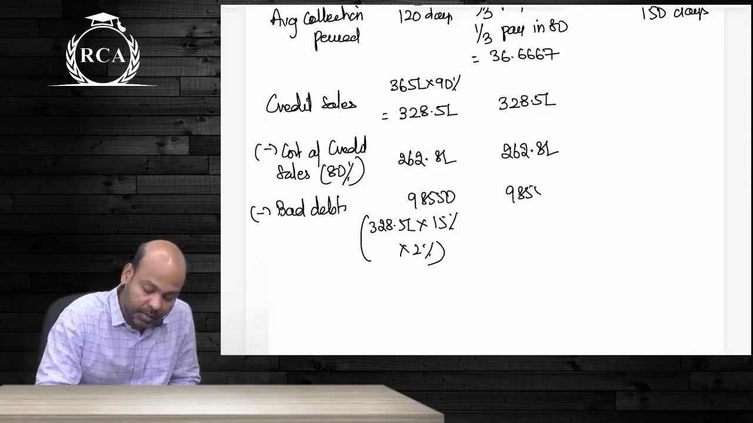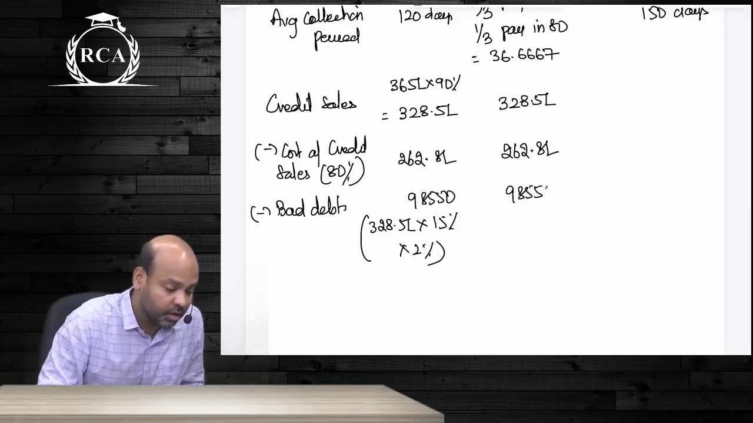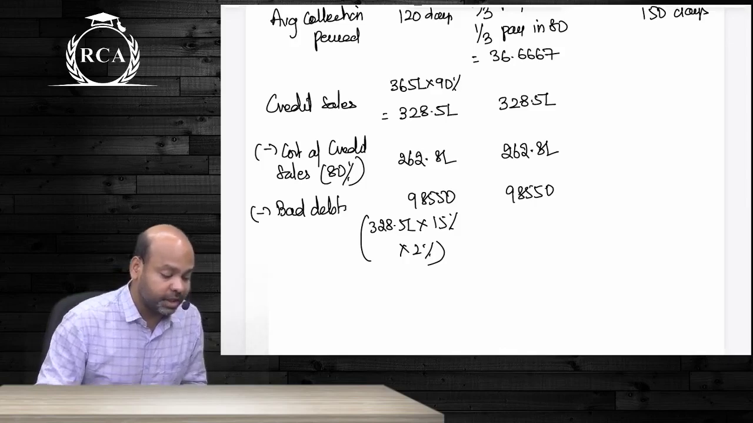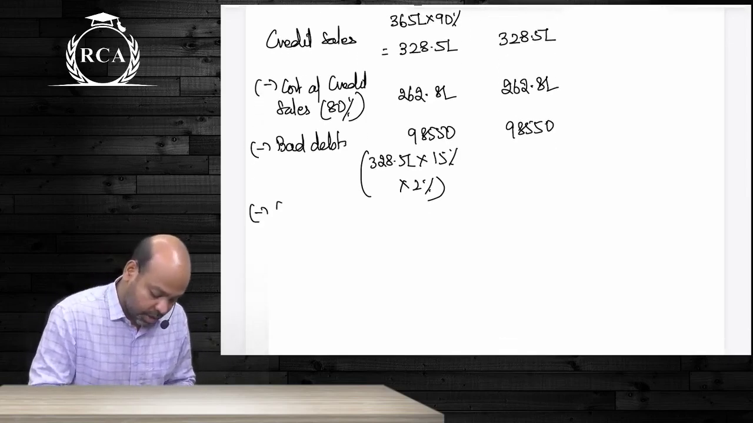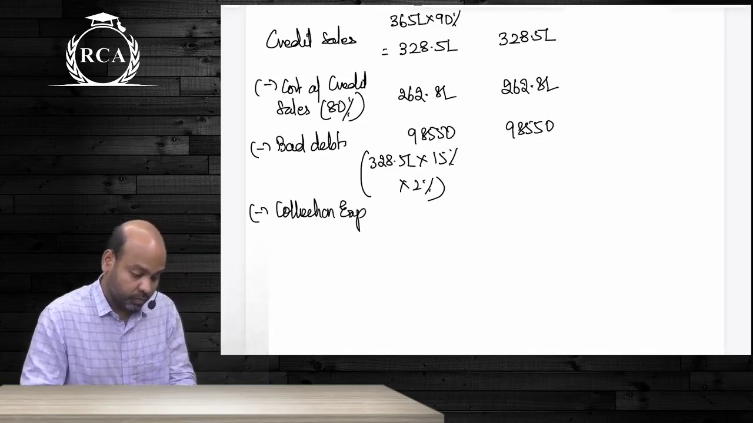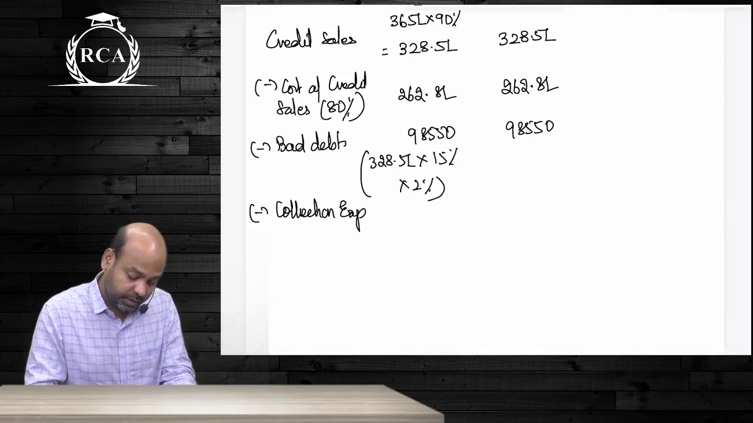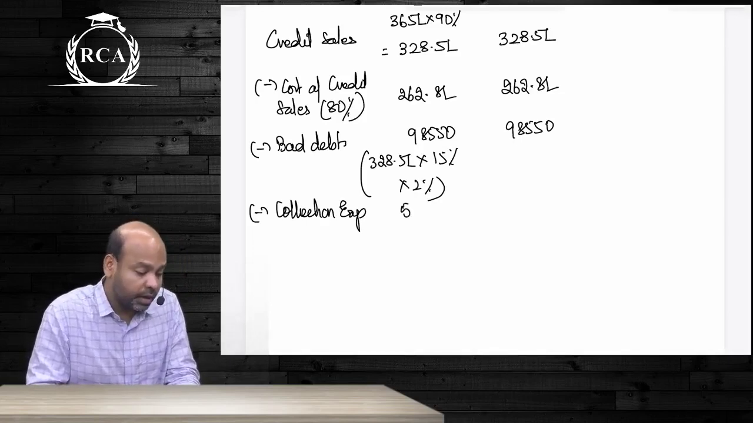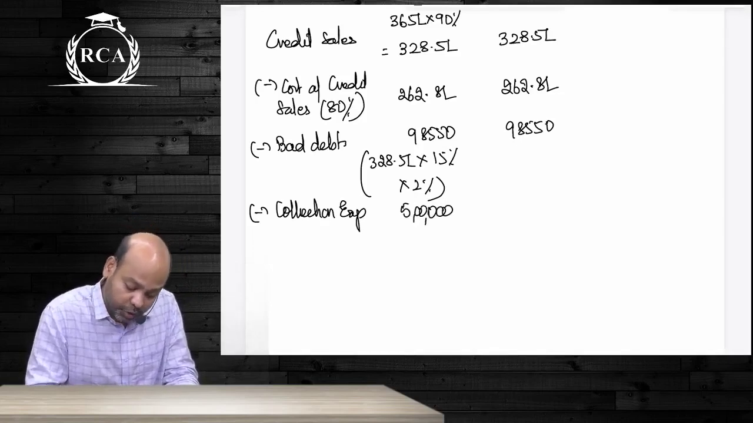98,550. Bad debts are not going to change, right? No change in bad debts. Next, beta. Collection expenditure. Collection expenditure, beta, is at present 5 lakhs. It is now going to reduce by 3 lakh.